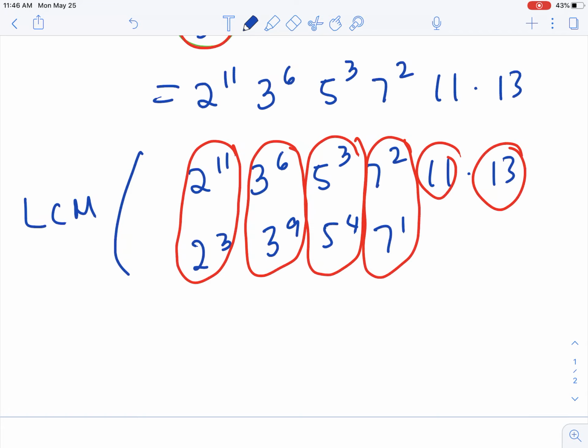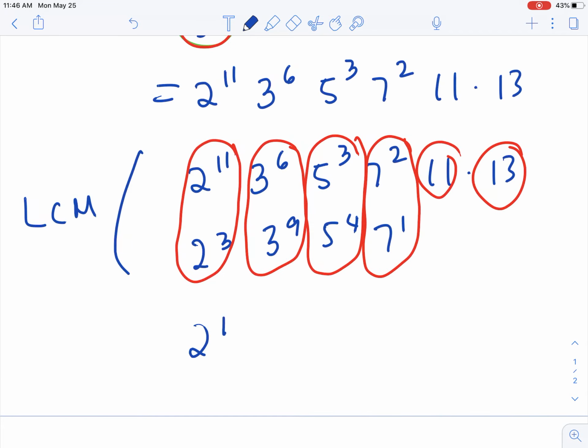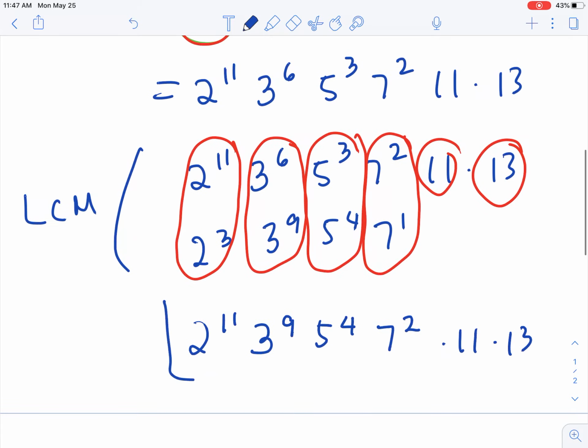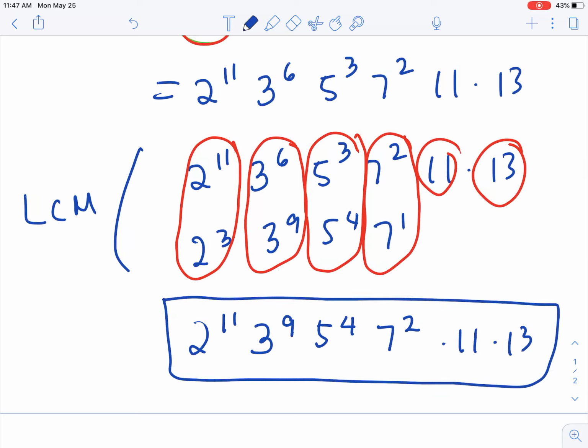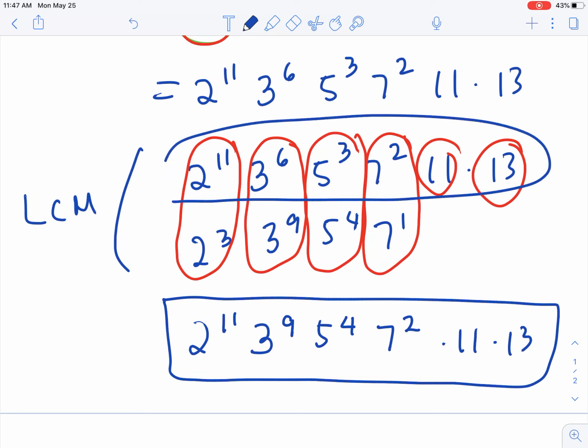So yung 2 cubed and 2 to the 11th, we get the larger number. That's 2 to the 11th. Larger number is 3 to the 9th. Larger number is 5 to the 4th. Larger number is 7 squared. Tapos isasama natin yung 11 times 13. Multiplication yan, ha? So ito yung ating LCM. The LCM of these two numbers is equal to this number.